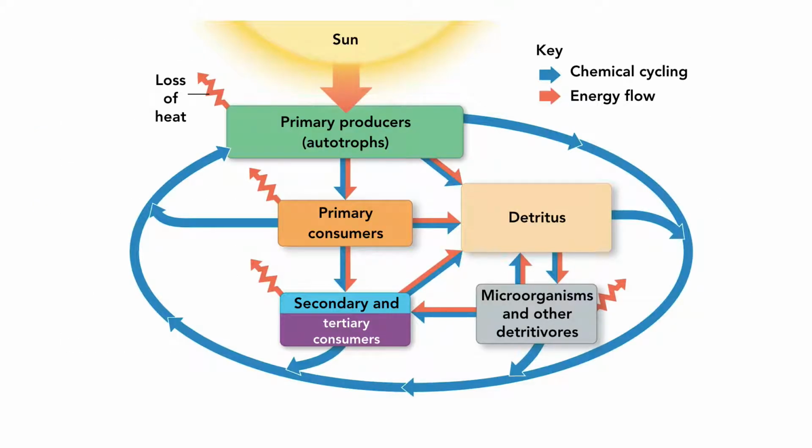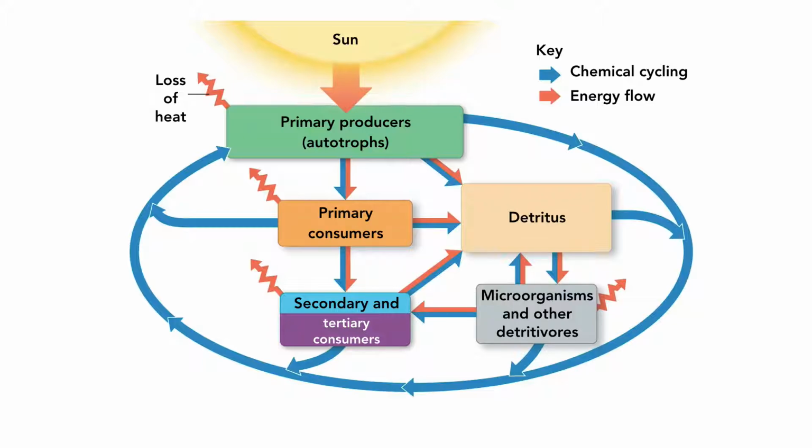So here's just a schematic of this, and there are a few things I want to point out. First, energy is all flowing into Earth's ecosystems via the sun, and that energy is then converted into chemical energy through primary producers, autotrophic organisms. You guys know what these are. These are plants, photosynthetic bacteria, photosynthetic protists.